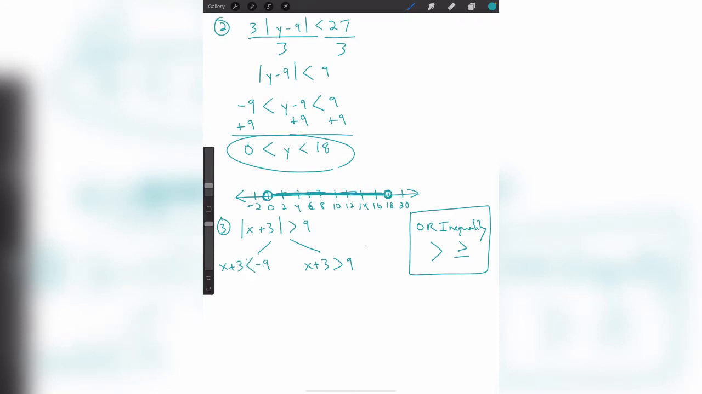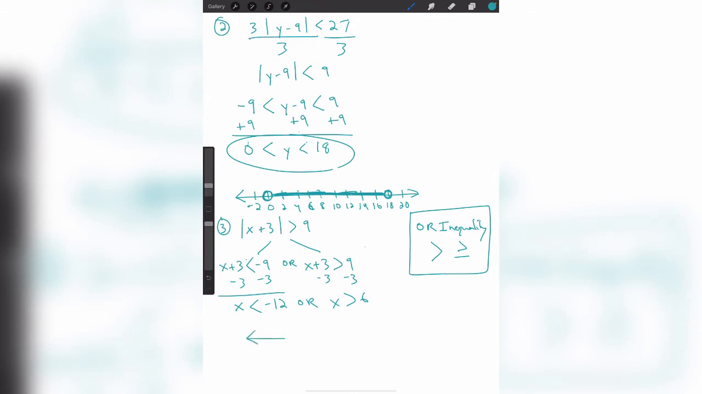Okay? So now let's go through and solve each of these. Remember, these are OR inequalities. I'm going to go ahead and subtract 3 from each side and get x is less than negative 12, or subtract 3 from each side and you get x is greater than 6. Okay, and now that we've gotten this far, we are going to graph it.